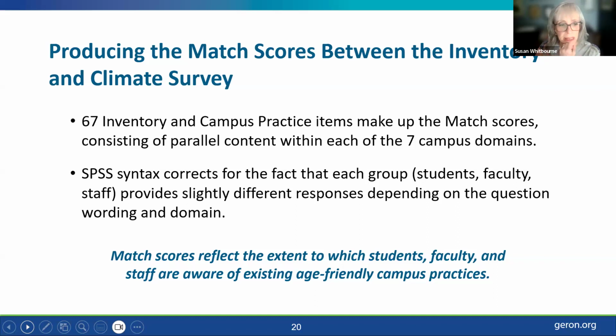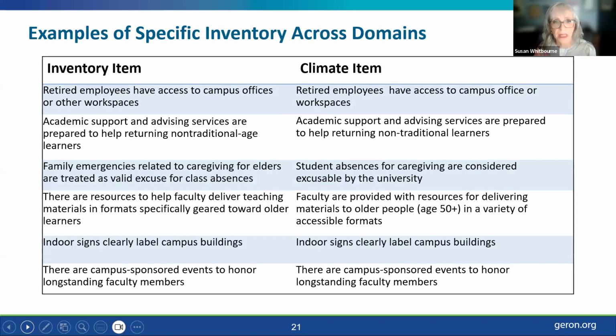So the SPSS syntax had to correct for the fact that each group answers slightly different responses and slightly different numbers of questions, but it all gets done with the match survey syntax. So the match scores ultimately reflect the extent to which students, faculty, and staff are aware of existing age-friendly campus practices. So now let's look at some examples.